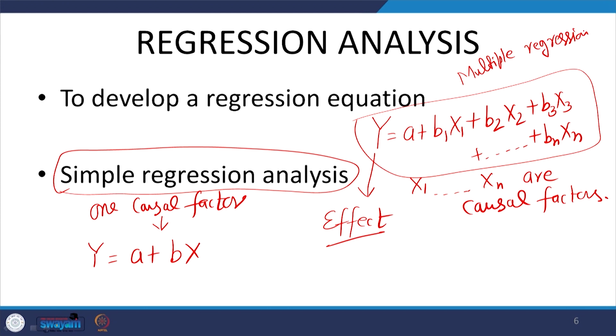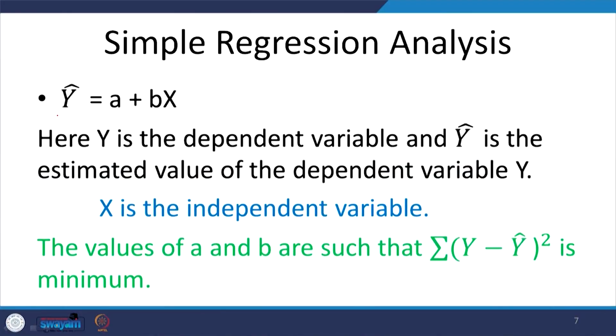The meaning of simple and multiple comes from how many factors there are on your independent side, how many causal factors there are. That number of causal factors tells us whether it is a simple regression analysis or a multiple regression analysis. So, we are going to discuss just simple regression analysis, where the equation of the regression line is y cap equals a plus bx.